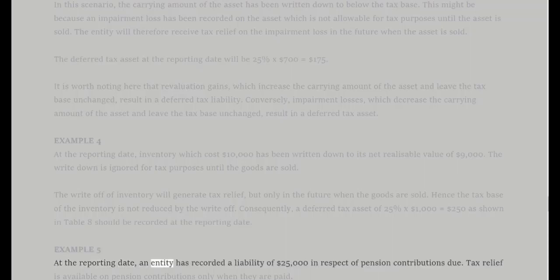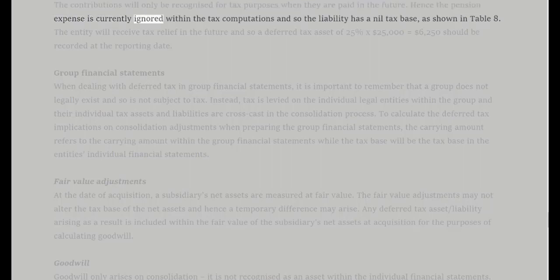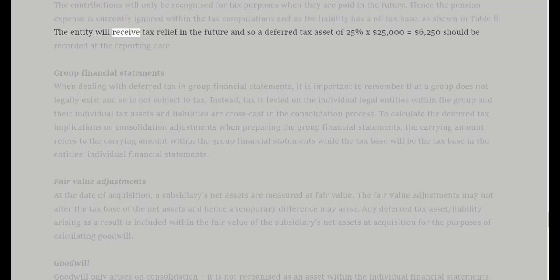Example 5. At the reporting date, an entity has recorded a liability of $25,000 in respect of pension contributions due. Tax relief is available on pension contributions only when they are paid. The contributions will only be recognized for tax purposes when they are paid in the future. Hence the pension expense is currently ignored within the tax computations, and so the liability has a nil tax base, as shown in Table 8. The entity will receive tax relief in the future, and so a deferred tax asset of 25% x $25,000 equals $6,250 should be recorded at the reporting date.